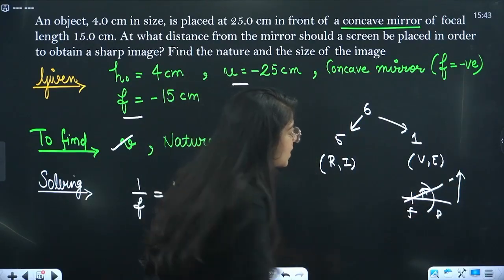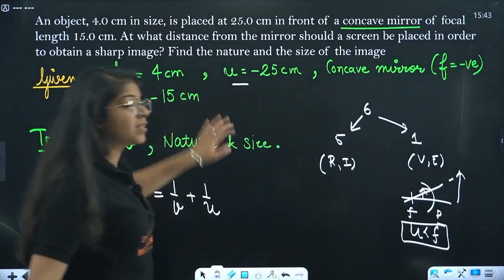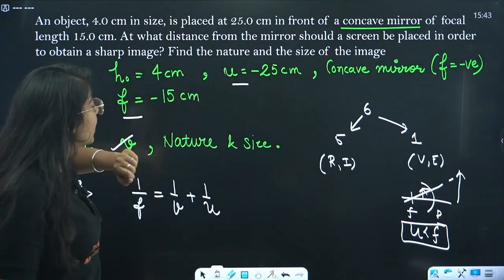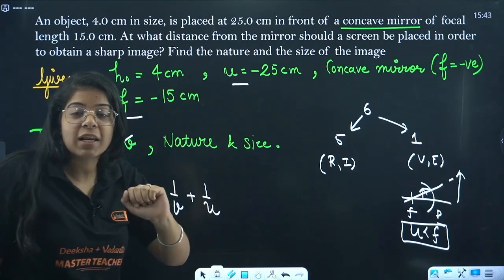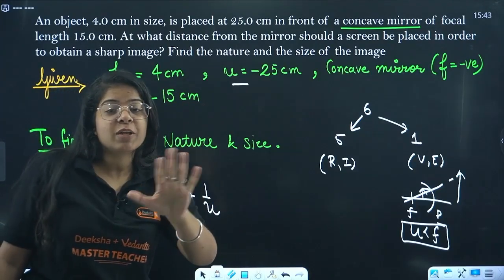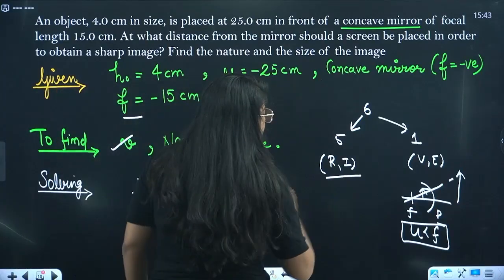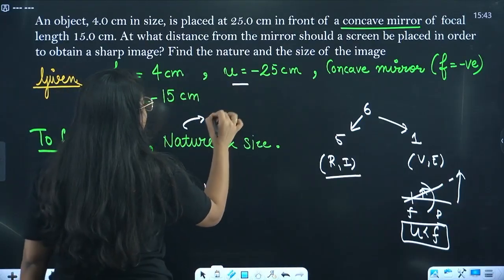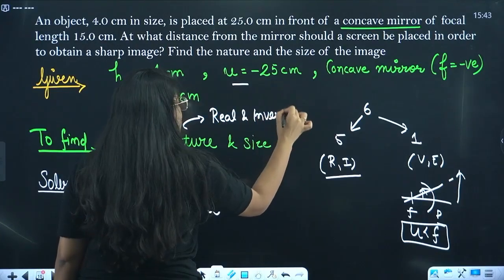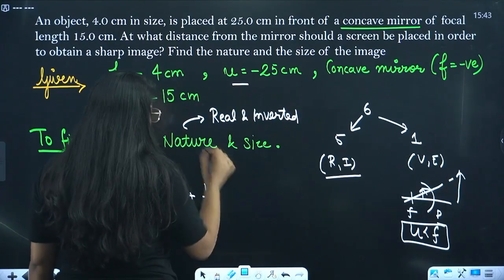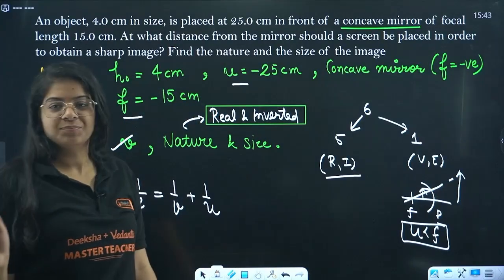Now beta, that means u must be less than focal length for the 6th case. Is u less than focal length here? u is 25, focal length is 15. So u is more than focal length, right? The object is not between focus and pole, it is somewhere behind. So that is the 5th case. That means the nature will simply be real and inverted. Understood? That's how I used my brain. Done.